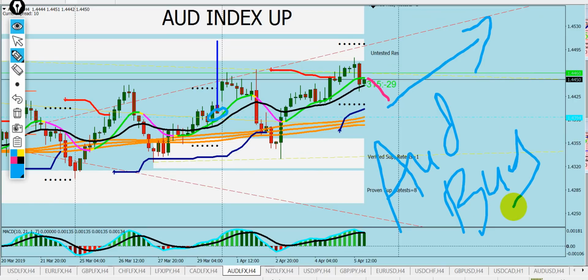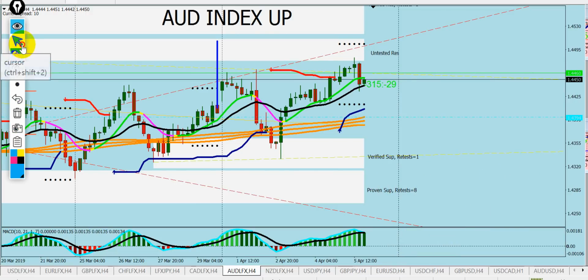But wait, because the MACD is just up here now, so we want it to come down first, then buy on the way up. Watch out for this. I want to try to speed up a little bit.